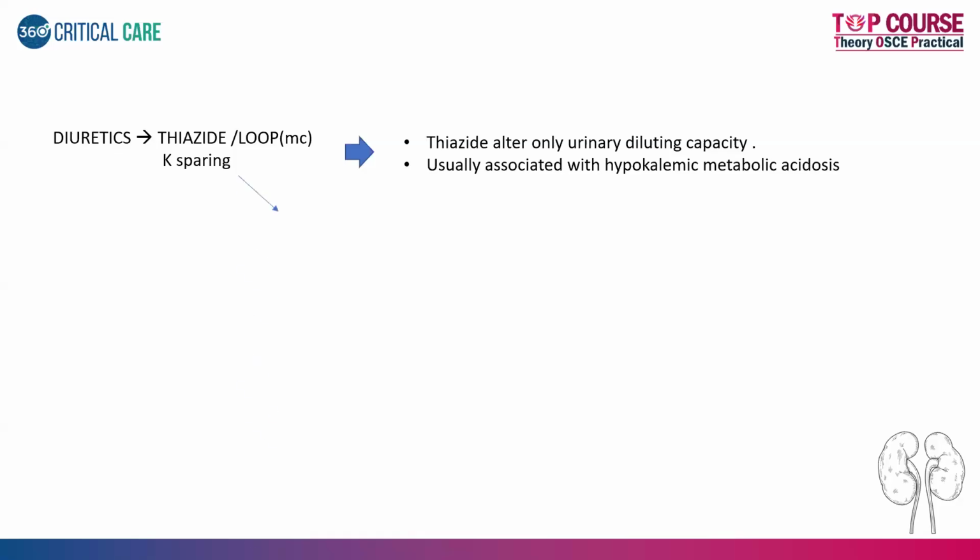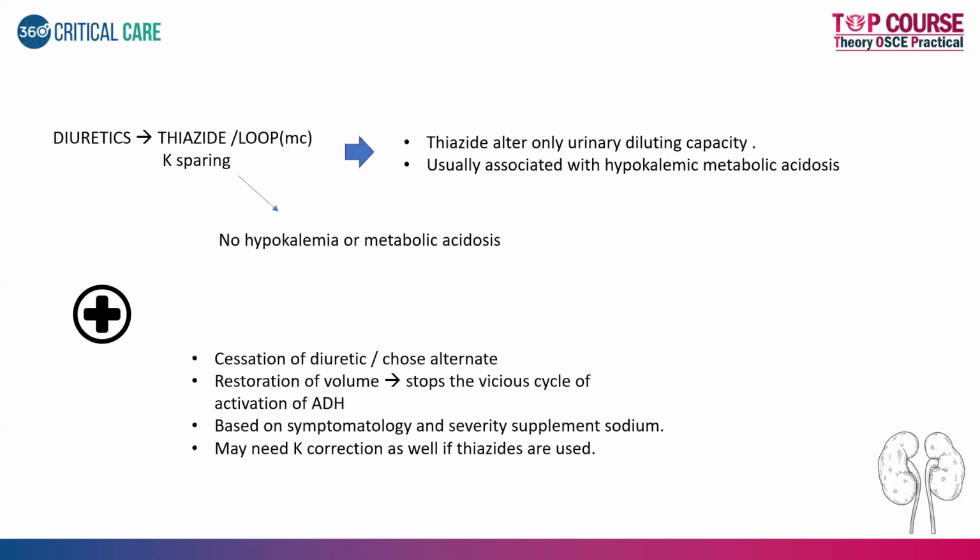On the other hand, what happens if the patient is on a potassium sparing diuretic? There will be no hypokalemia or metabolic acidosis. So this is usually how we differentiate between the type of diuretics. So the treatment is usually cessation of the diuretic, and you have to choose an alternative agent. Restoration of volume, especially because if there is a vicious cycle going on because there is drop in intravascular volume, we will not be able to correct it.